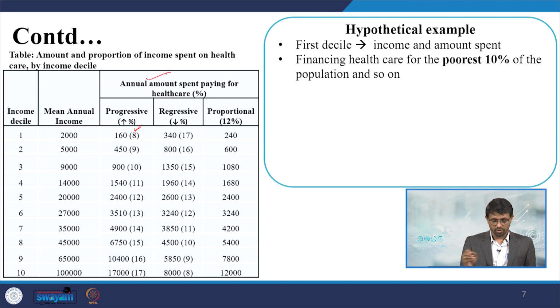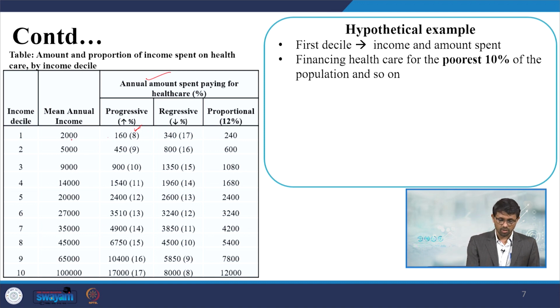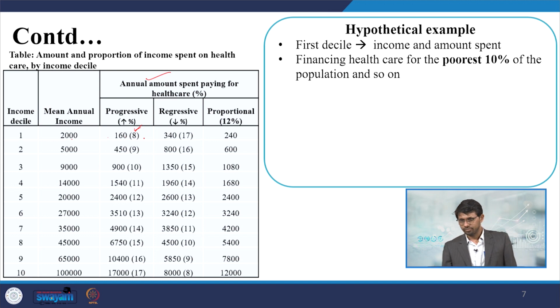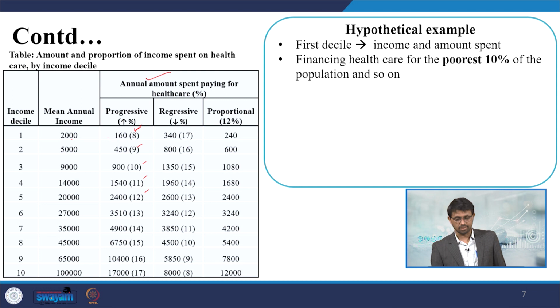This is what we have mentioned out of their income, that is 160 divided by 2000. 160 divided by 2000 is nothing but 8%. Similarly, in the next income decile, it is 450 divided by 5000, which is 9%. Now, it clearly suggests that with the rise in income, the percentage of annual healthcare spending is rising. You can see 9%, 10%, 11%, 12%, and so on. Hence, it is called progressive.